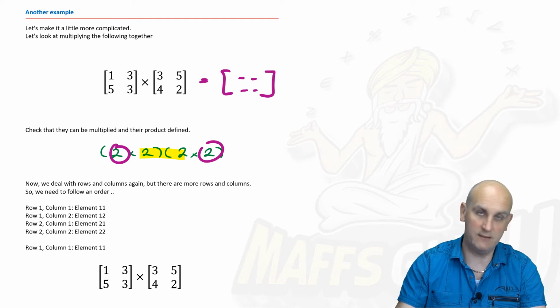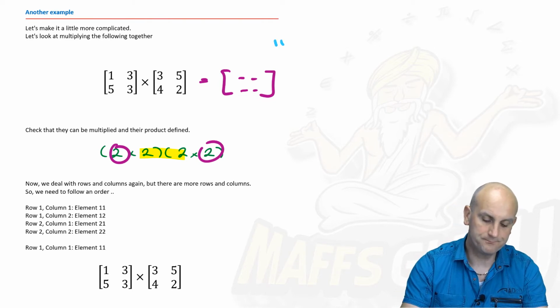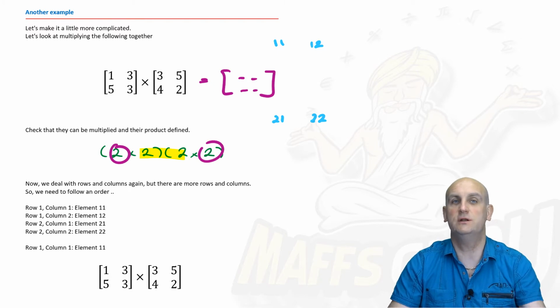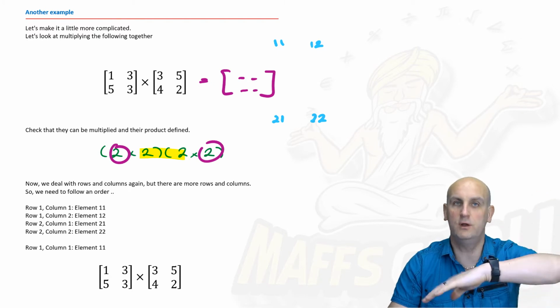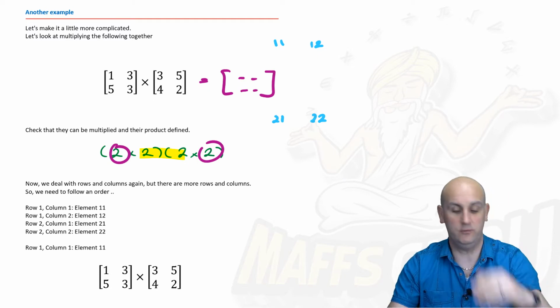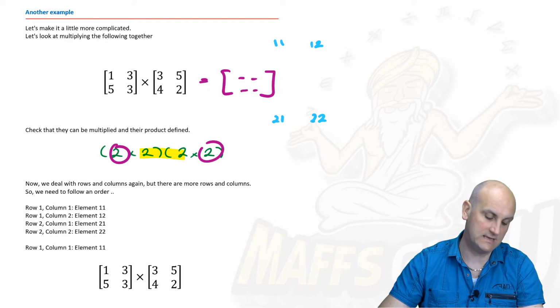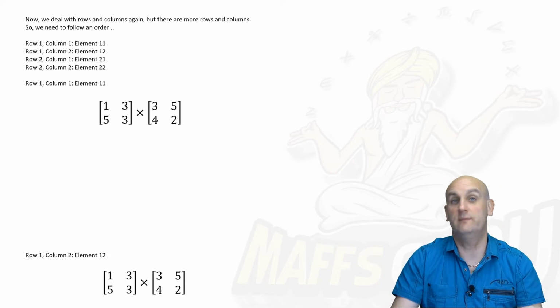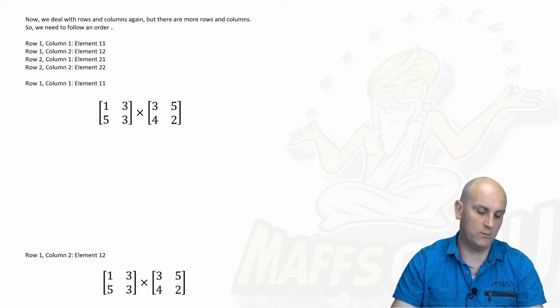So let's just look at the elements we have. We have 1, 1, followed by 1, 2, and then we have 2, 1 and 2, 2. So this suggests we're going to do row 1, column 1, row 1, column 2, row 2, column 1, and row 2, column 2. All I'm doing is reading these element numbers, and as we can see, I've even put this in the notes for you, all downloadable from MaffsGuru.com. So row 1, column 1, element 1, 1.